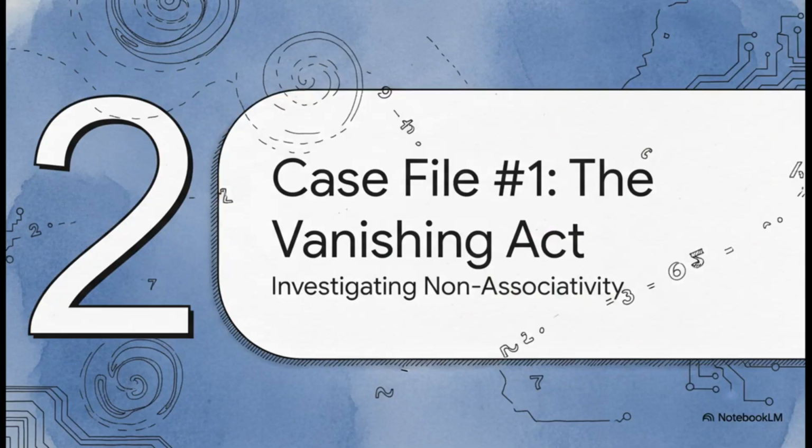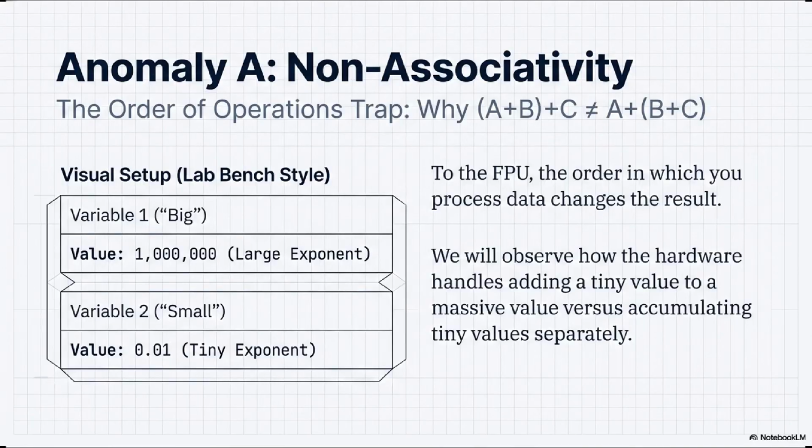All right, time to open our first case file. We're going to investigate non-associativity, an anomaly I call the Vanishing Act. Why? Because, and I'm not kidding, the order of operations can make a number literally, poof, disappear. So for this case, we've got two key players. First, we have a large number, let's call it big, which is 1 million. And our second variable, small, is just 1/100th. And it's this huge difference in their scale that's the key to the whole magic trick.